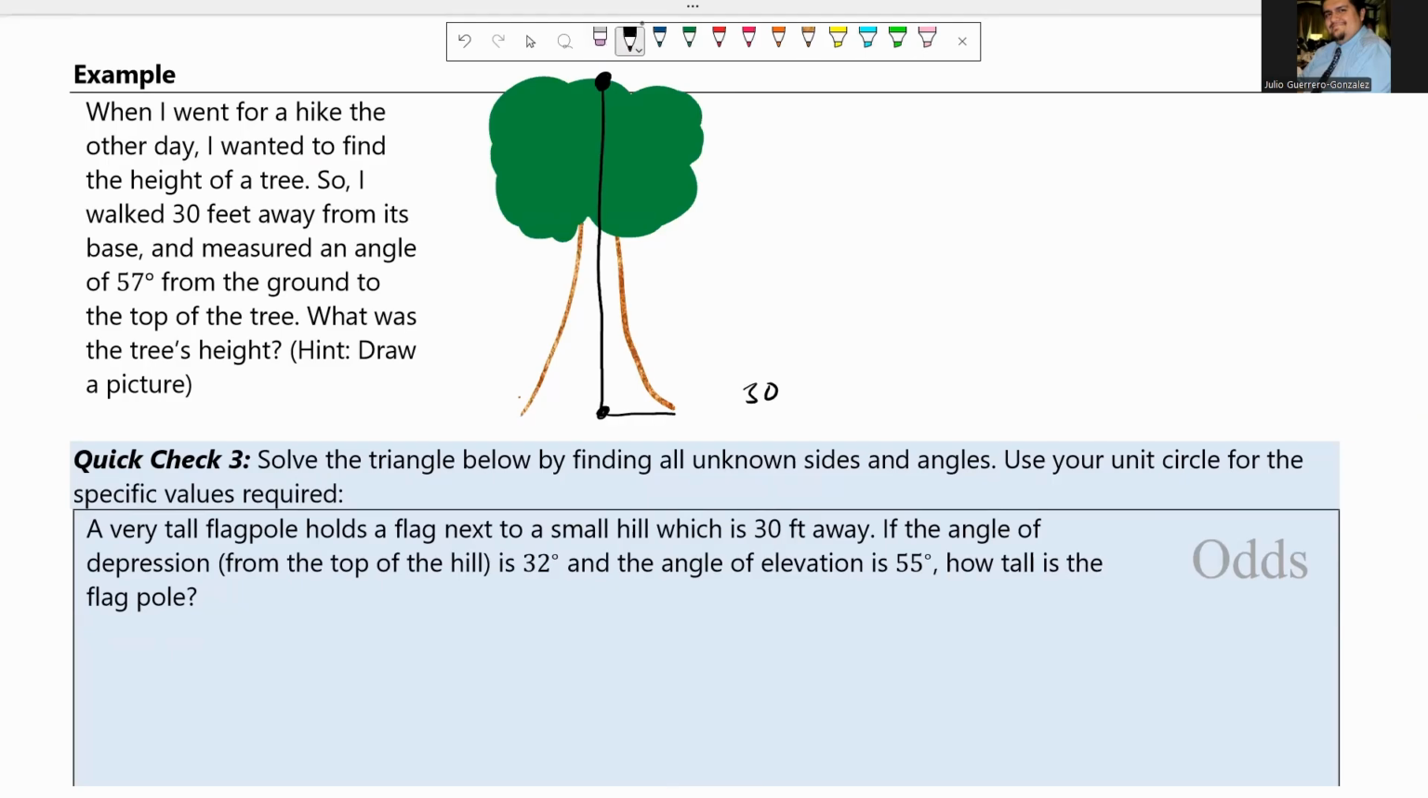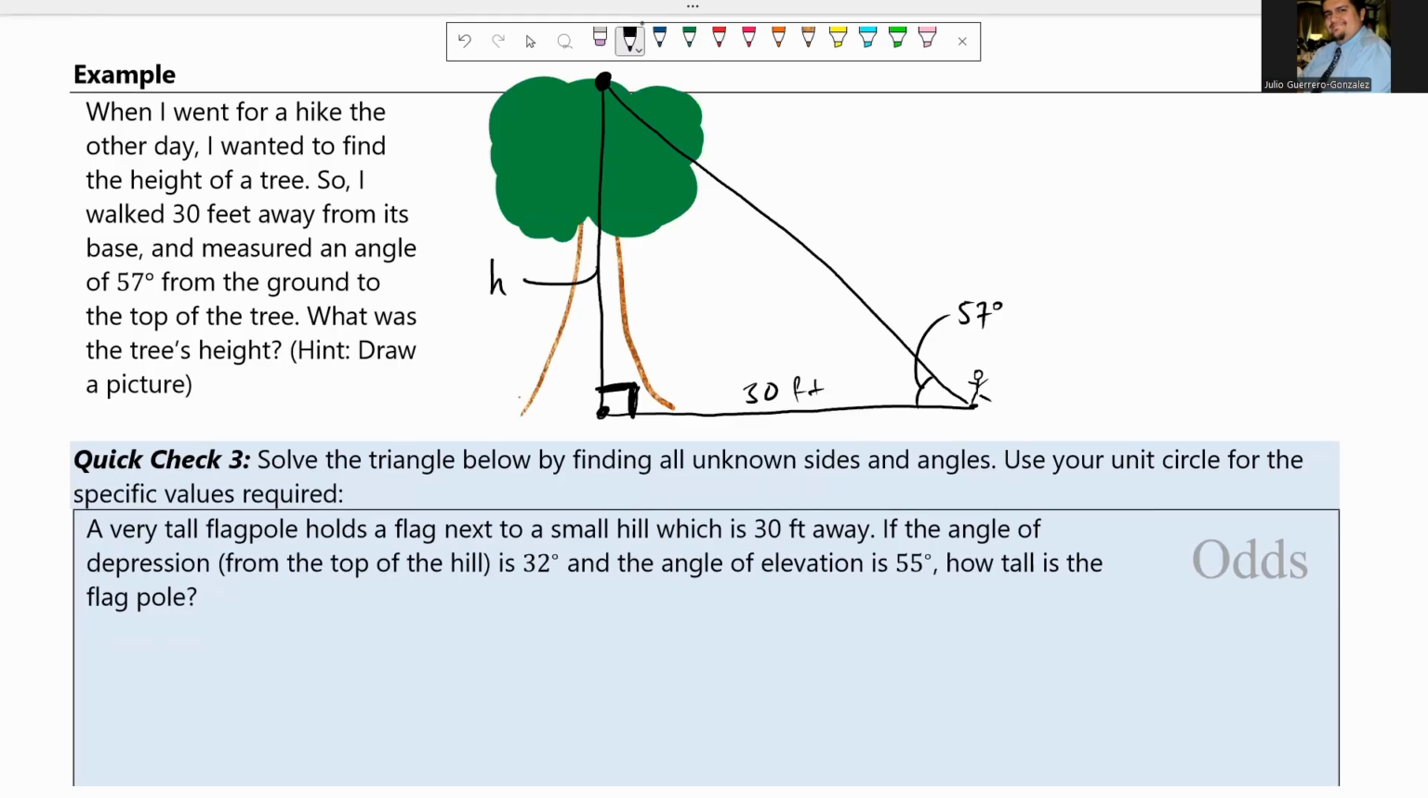Okay, here I am. This is 30 feet. And this angle, hopefully you guys see the triangle already. This is going to be a right angle right here, right? This angle right here is 57 degrees. So hopefully you guys see the triangle already, right? Now, I want to measure the height. I want to measure this thing. I want to measure h, right?